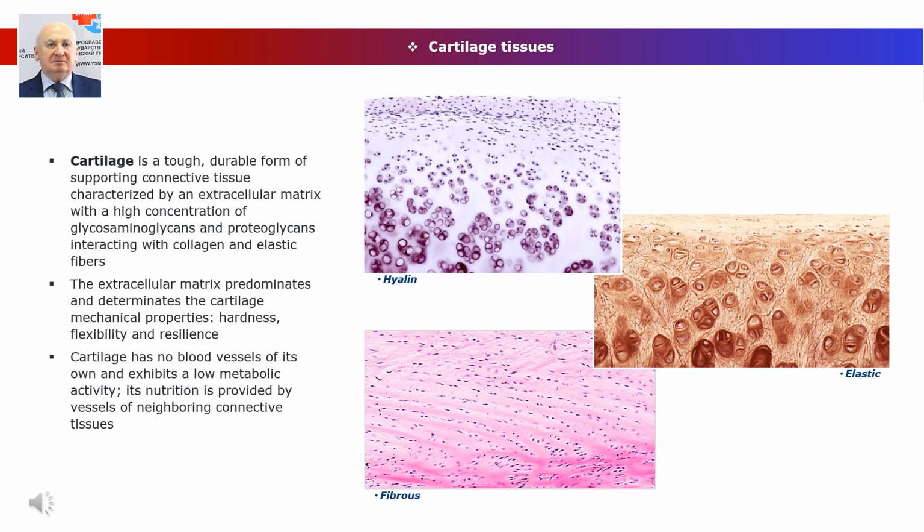Cartilage is a tough, durable form of supporting connective tissue characterized by an extracellular matrix with a high concentration of glycosaminoglycans and proteoglycans interacting with collagen and elastic fibers. The extracellular matrix predominates and determines the cartilage mechanical properties, hardness, flexibility, and resilience. Cartilage has no blood vessels of its own and exhibits a low metabolic activity. Its nutrition is provided by vessels of neighboring connective tissues.